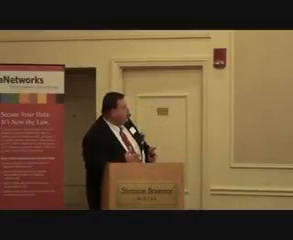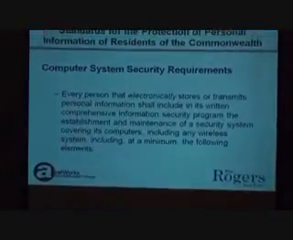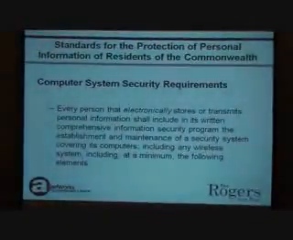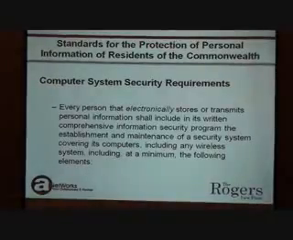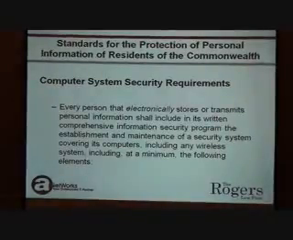The law basically says, and I'll read it verbatim here, every person that electronically stores or transmits personal information shall include in its written comprehensive information security program the establishment and maintenance of a security system covering its computers, including wireless systems, including at a minimum the following elements. So in the law, you have to actually read the law, there's 9 components of this law, and each one of those things has to be inside your written information program, and things that you need to do to secure that personal information that's on your network.